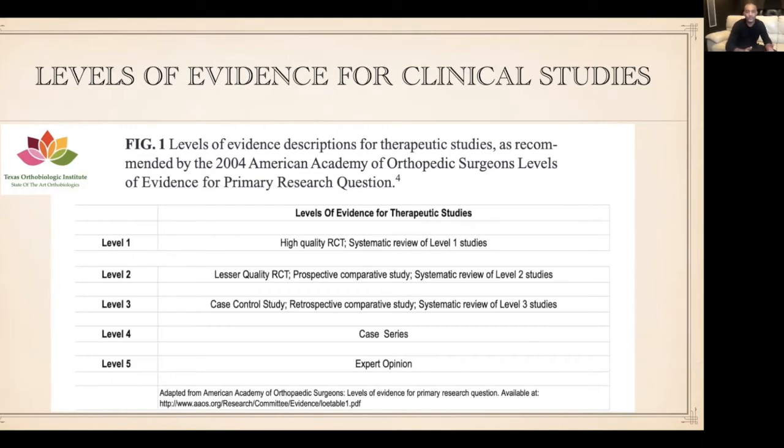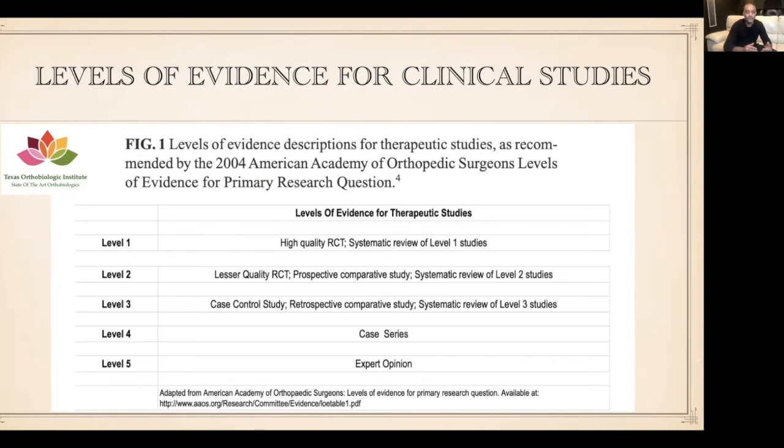According to this 2004 review from the American Academy of Orthopedic Surgeons, a level 2 study would be a lesser quality randomized controlled trial, perhaps a controlled trial where there was significant patient loss to follow-up, for example, or some other defect in the design or execution of the trial. A prospective comparative study would be considered level 2 evidence. A meta-analysis of multiple level 2 studies would be considered a level 2 study as well.